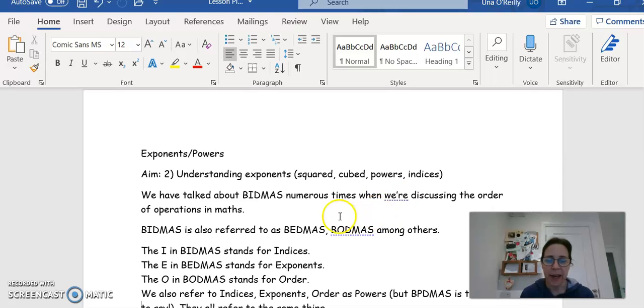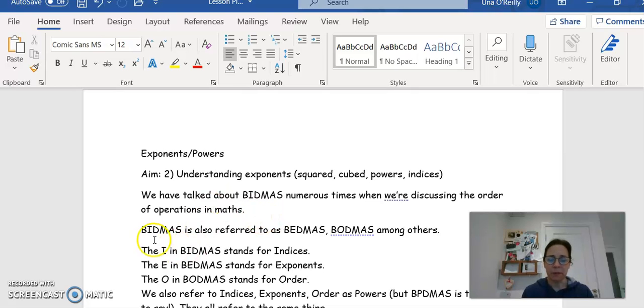All right. Now you will be very familiar with the term BIDMAS. See it there? This one here. Okay. We've talked about it numerous times when we're discussing the order of operations that we do in maths. Okay, so you get a big complicated expression with square roots or something to the power of 3 and brackets. And do we add and subtract first? Do we multiply or divide first? Okay, so you're very familiar with that. We've done that quite a bit.